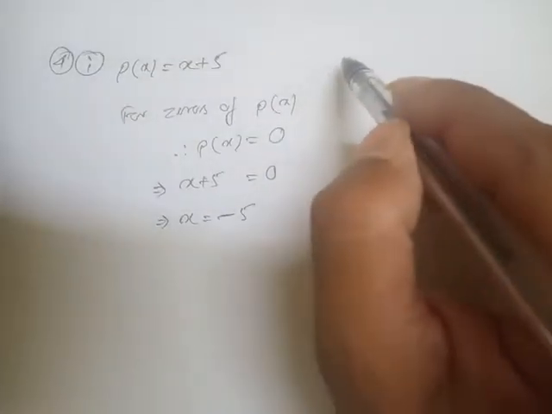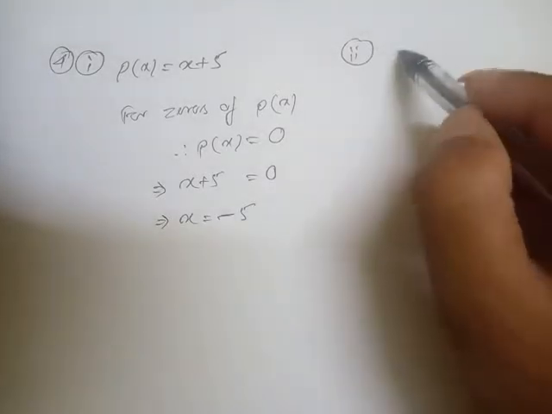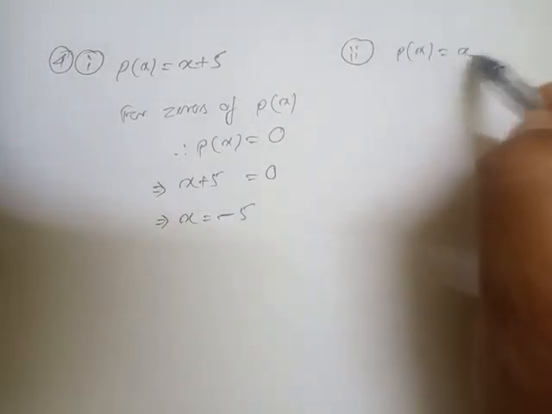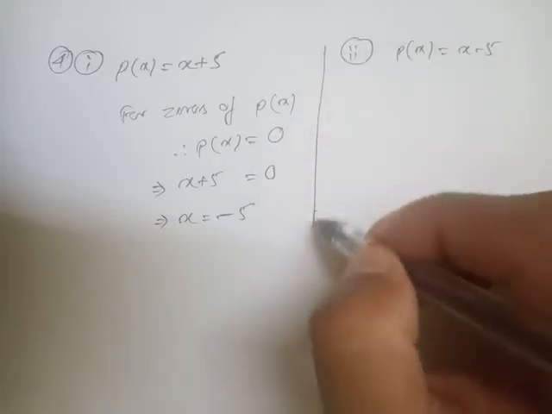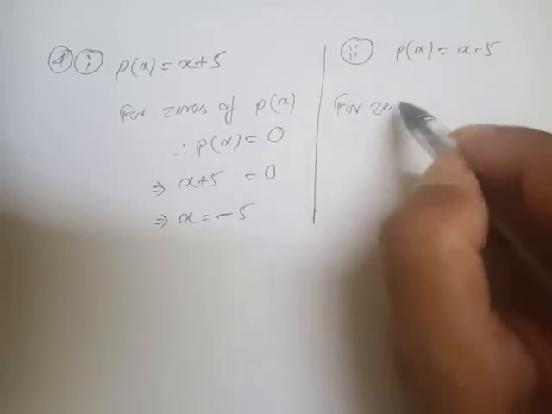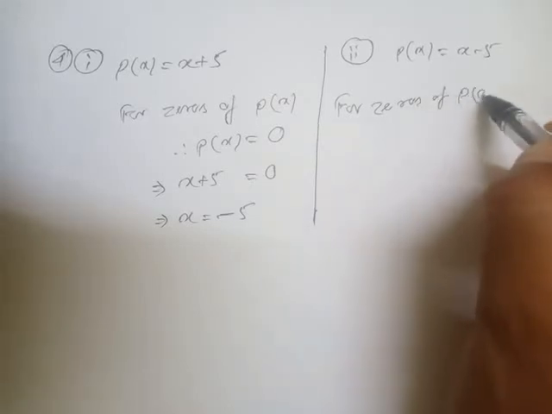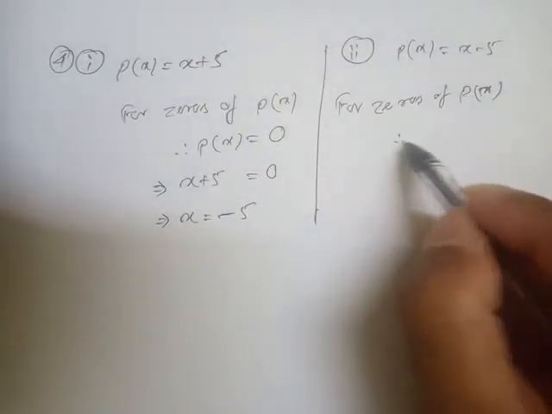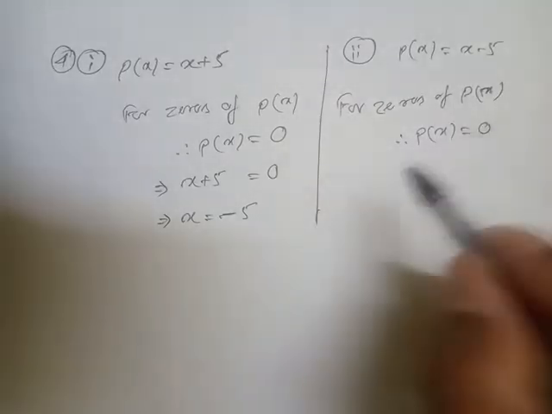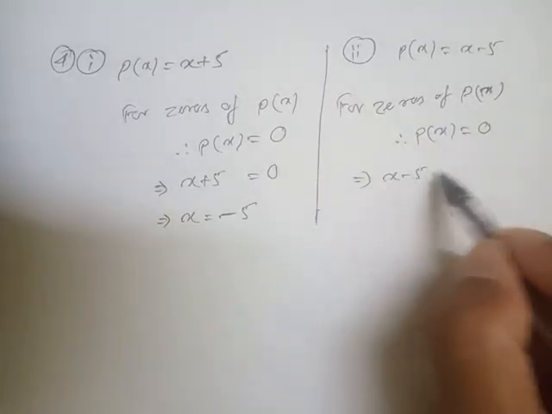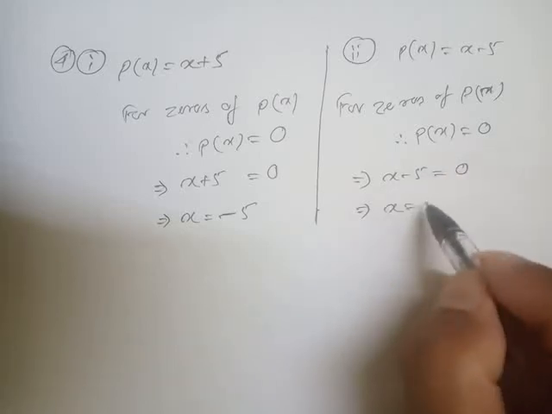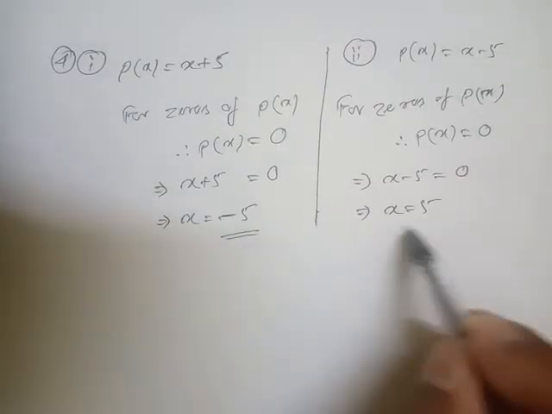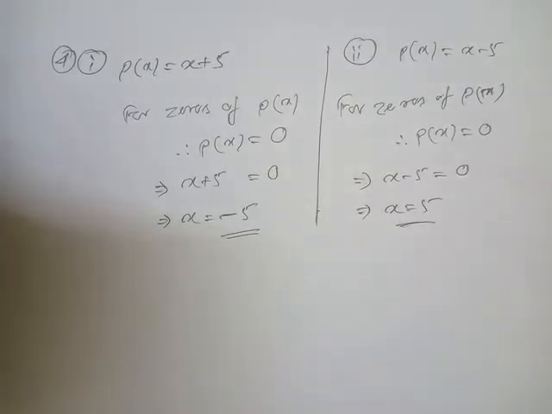Now student, look here that 4 Roman 2 is very easy actually. p(x) equal to x minus 5. Now same way, for zeros of p(x), therefore p(x) equal to 0. So in place of p(x) I will write x minus 5 equal to 0. So x is equal to 5. This is the answer of x, which means this is the zero of the polynomial.